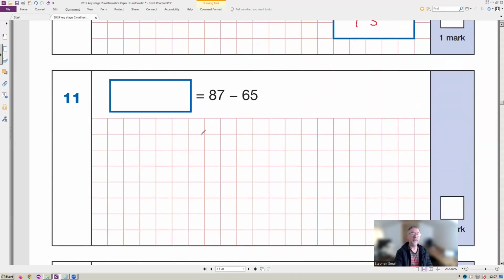87 minus 65. 87 minus 65. 5 from 7 is 2. 6 from 8 is 2. 22 is our answer.